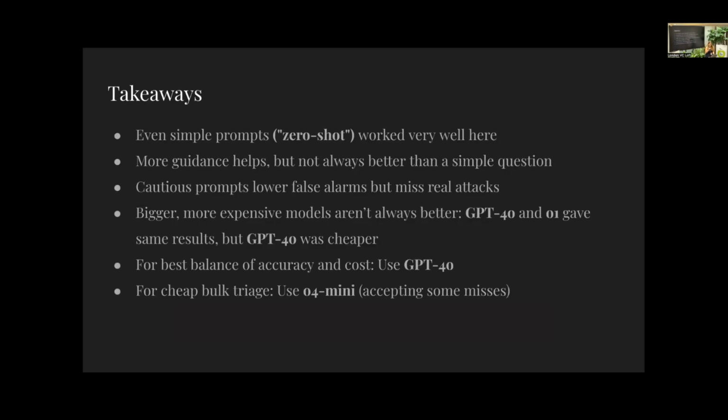So, takeaways. Even simple prompts like zero-shot work really well. More guidance helps, but it's not always better than just a simple prompt. Cautious prompts like negative prompts gave us fewer false positives, but also missed some actual attacks. Bigger models like 4o and o1 gave the best results, but o1 is actually much more expensive than 4o, so it doesn't really make sense to use it.